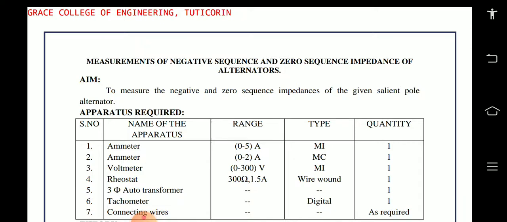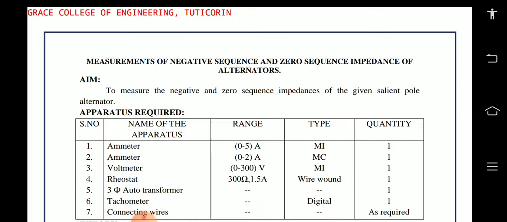Similarly, the voltmeter range is 0 to 300 volts, and its type is MI, so it is used for our AC circuit. These meters are used to measure the current in the ammeter and the voltage in the voltmeter. Here we also have a rheostat.